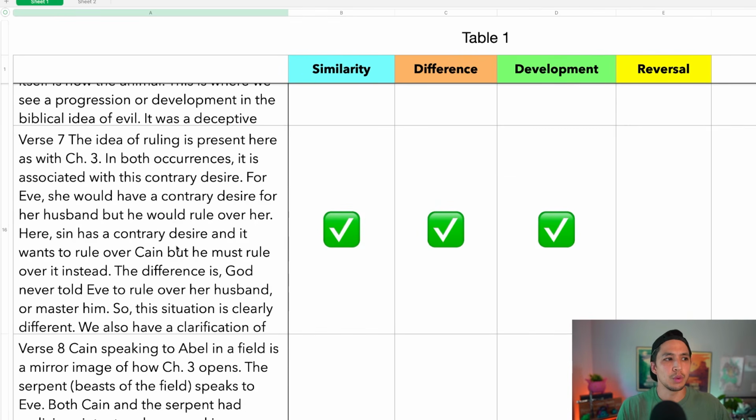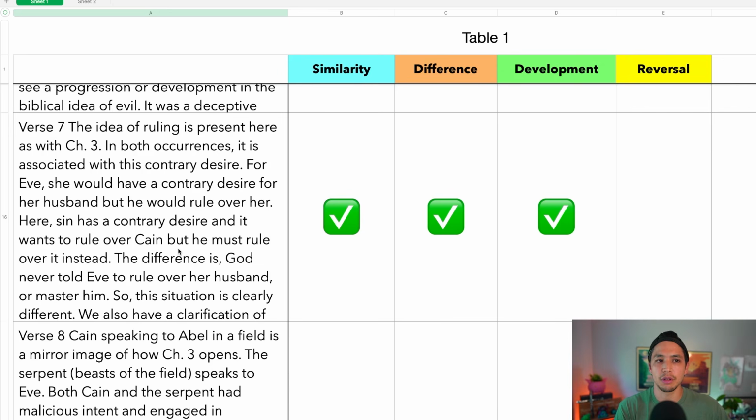The idea of ruling is present in both chapter 3 and 4. Cain is called to rule over this sinful desire. Unfortunately, Eve will want to rule over her husband, but Adam will rule over her, and they're supposed to be ruling over creation, but there's going to be this battle, and that's unfortunately what sin will do.